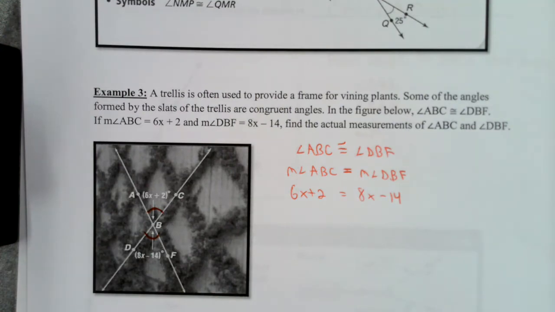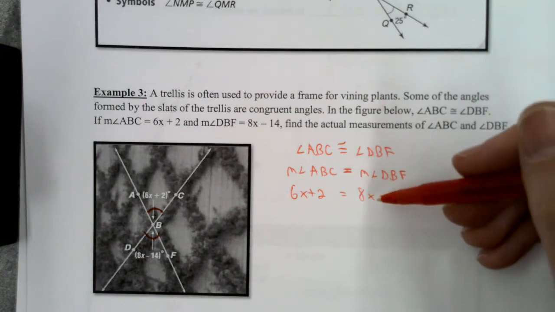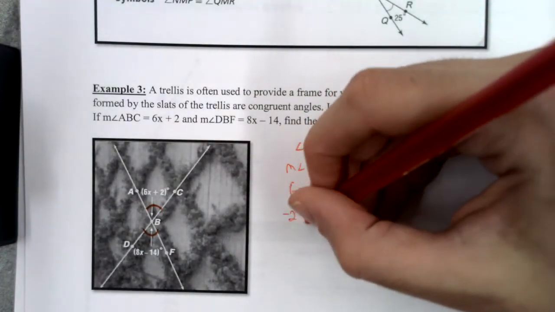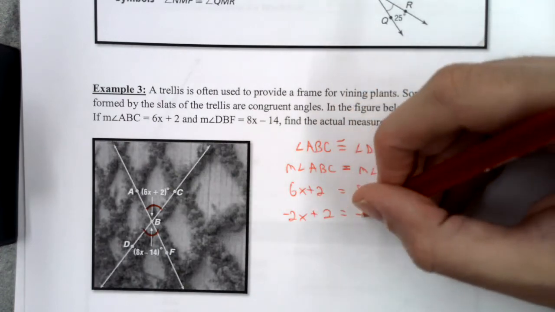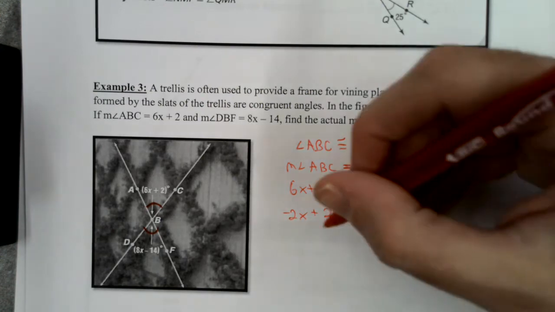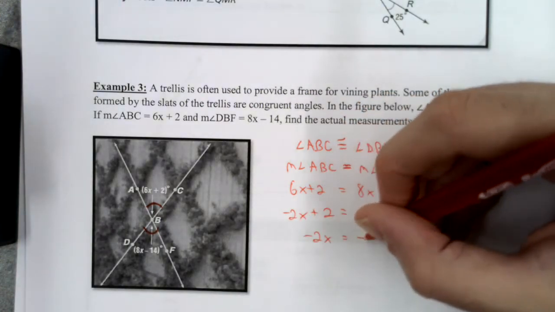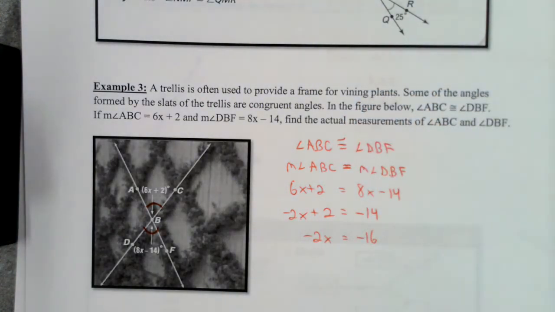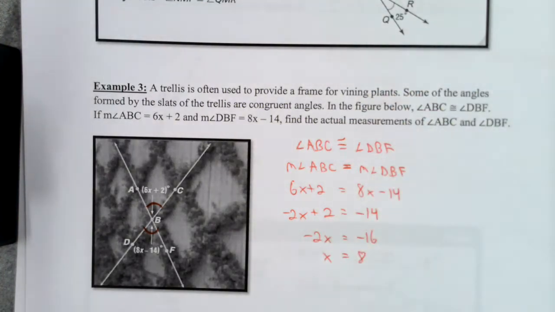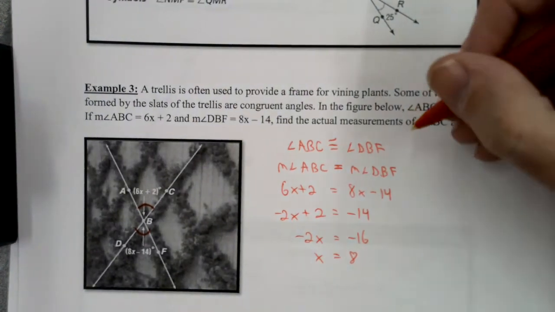Now the question is find the two angle measures. So to do that, you have to find x first. So I'll bring all the x's on one side, subtract 8x on each side. Then subtract 2 on each side. Divided by -2, you get x equals 8. That is not the final answer. You have to find the measurement of these two angles. Okay? So look how I'm going to write this.